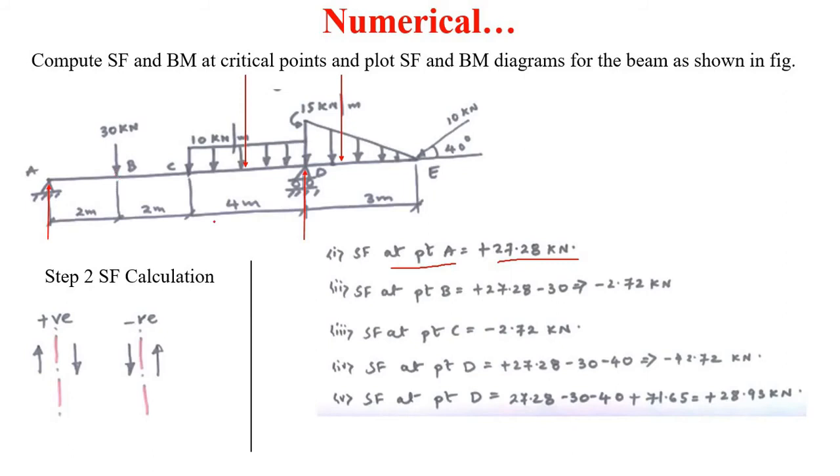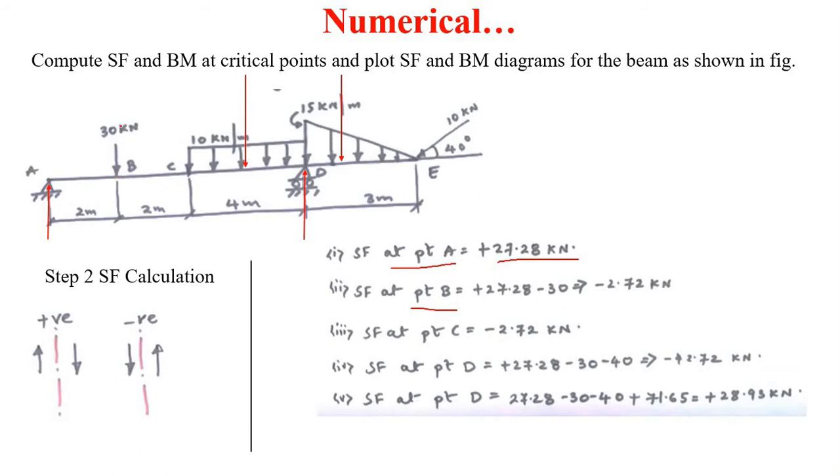point B here. Next thing is the shear force at point B. But from A to B there is no additional load, no point load, no uniformly distributed or uniformly varying load. Therefore, the shear force will remain constant from A to B.